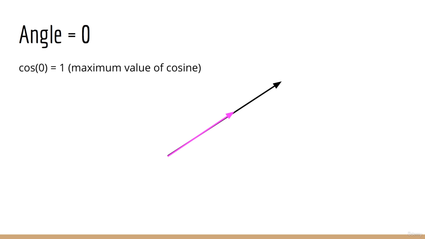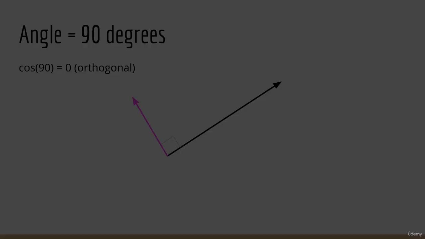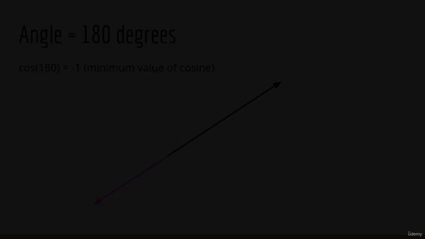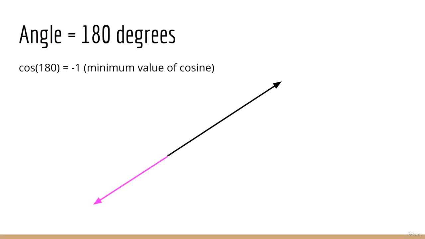So how does this work geometrically? Consider just the angle for a moment. If the angle between the two vectors is 0, then the cosine of that angle is 1. That's the maximum value of the cosine. Now imagine that the angle between two vectors is 90 degrees. Then the cosine of that angle is 0. Finally, imagine that the angle between two vectors is 180 degrees. This is basically as far apart as possible. Then the cosine of that angle is minus 1, which is the minimum value of the cosine.